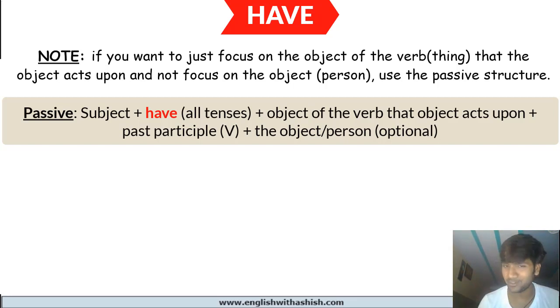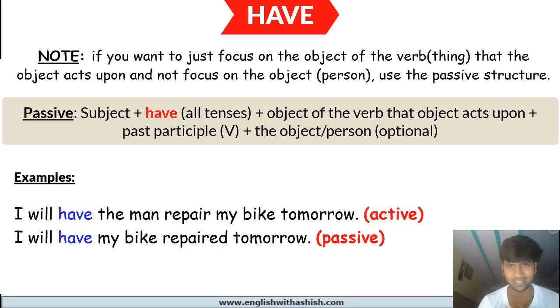Let me show you an example and make you understand. Active voice. Let's look at this example. I will have the man repair my bike tomorrow. I will have somebody do something. So we have the person. I will have the man do something, repair what? My bike tomorrow. Now, I don't want to focus on the person who will be doing the action. I just want to focus on what he is going to act upon. So I'll use the passive structure. I will have my bike repaired tomorrow.